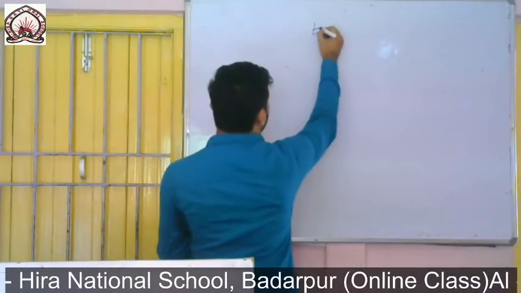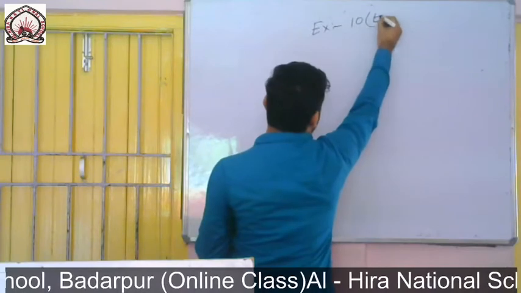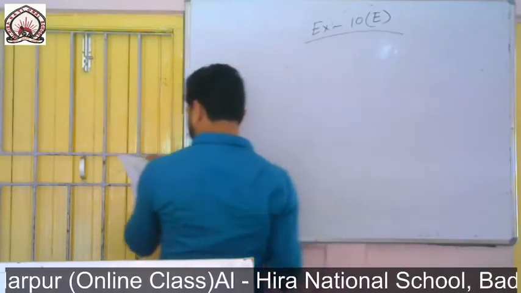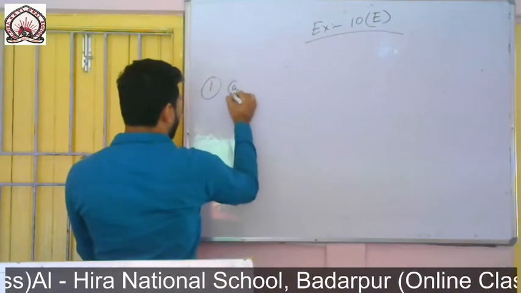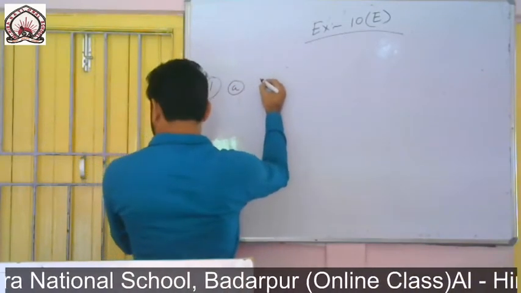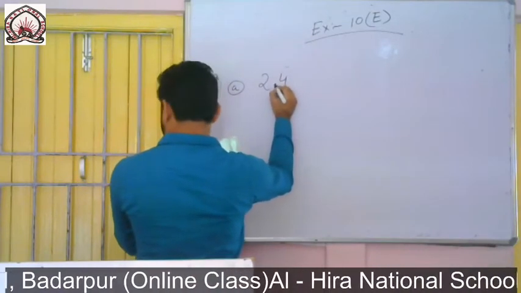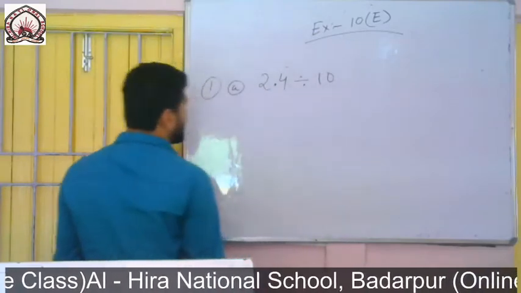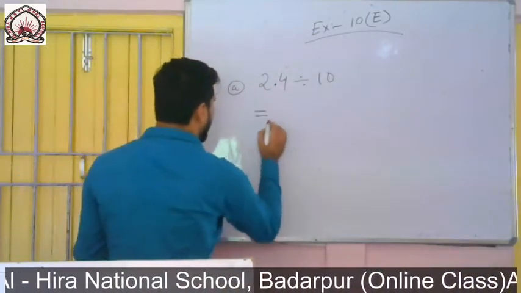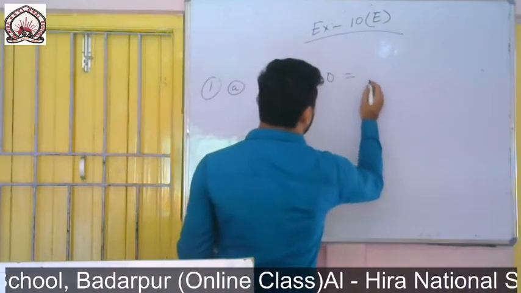Exercise 10e. Okay, these are very much easy. 2.4 divided by 10. Okay, these are very much easy, isn't it? You can do like this.